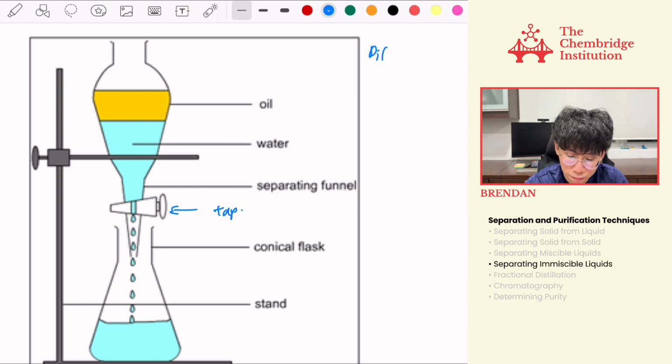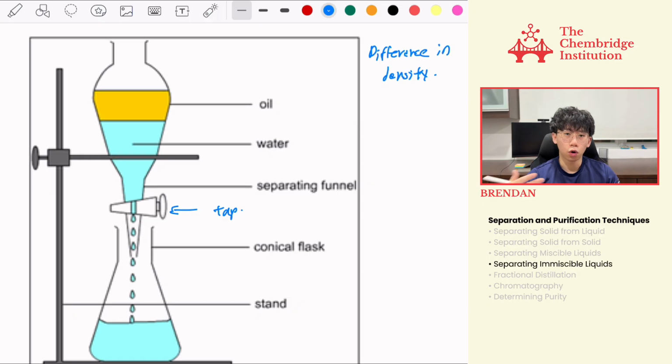For example, here we can separate oil and water. All you have to do is shake the separating funnel with the tap closed, with this mixture, and after you shake, leave the liquids to settle. Once it's settled, you're going to see two different layers. For oil and water, oil will be at the top and water will be at the bottom because water is denser than oil.